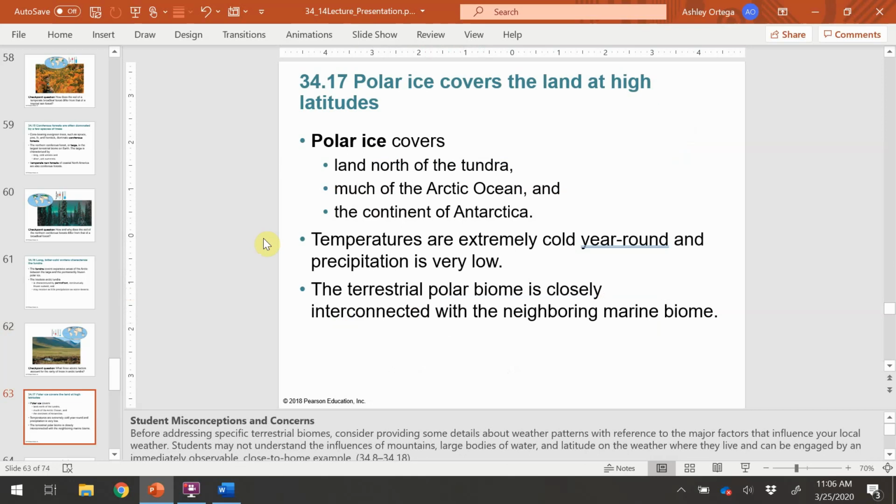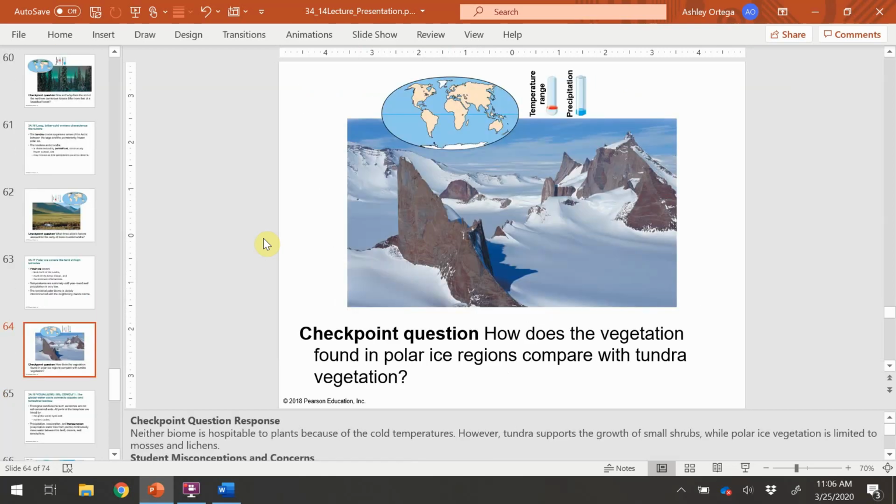All right, and polar ice. I believe it should be the last one here. As the name states, it is ice and it covers land north of the tundra, much of the Arctic Ocean, and the whole continent of Antarctica. Temperatures obviously are extremely cold and low precipitation year-round. And so here you can see that polar ice is made up of largely ice and rock, snow as well.